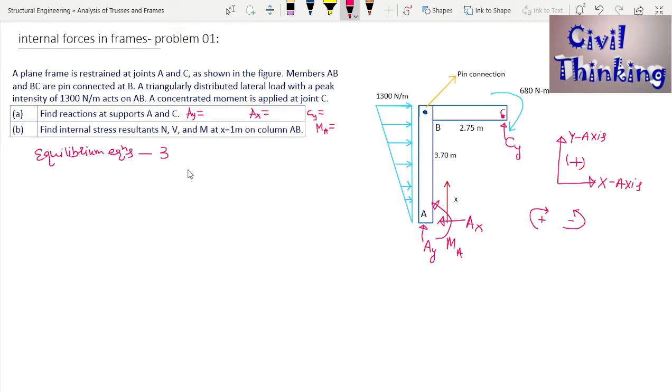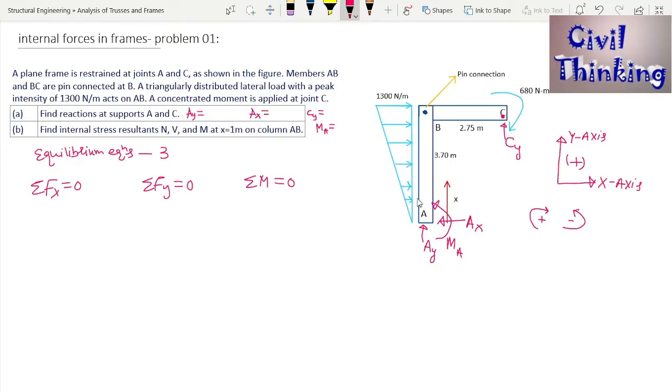Again, if you don't know what a 2D frame is or what equilibrium equations are, please watch my previous video lecture and you will understand why there are three equilibrium equations in a 2D plane. They are summation of Fx equal to 0, summation of Fy equal to 0, and summation of moment equal to 0. Now let's first apply summation Fx equal to 0.